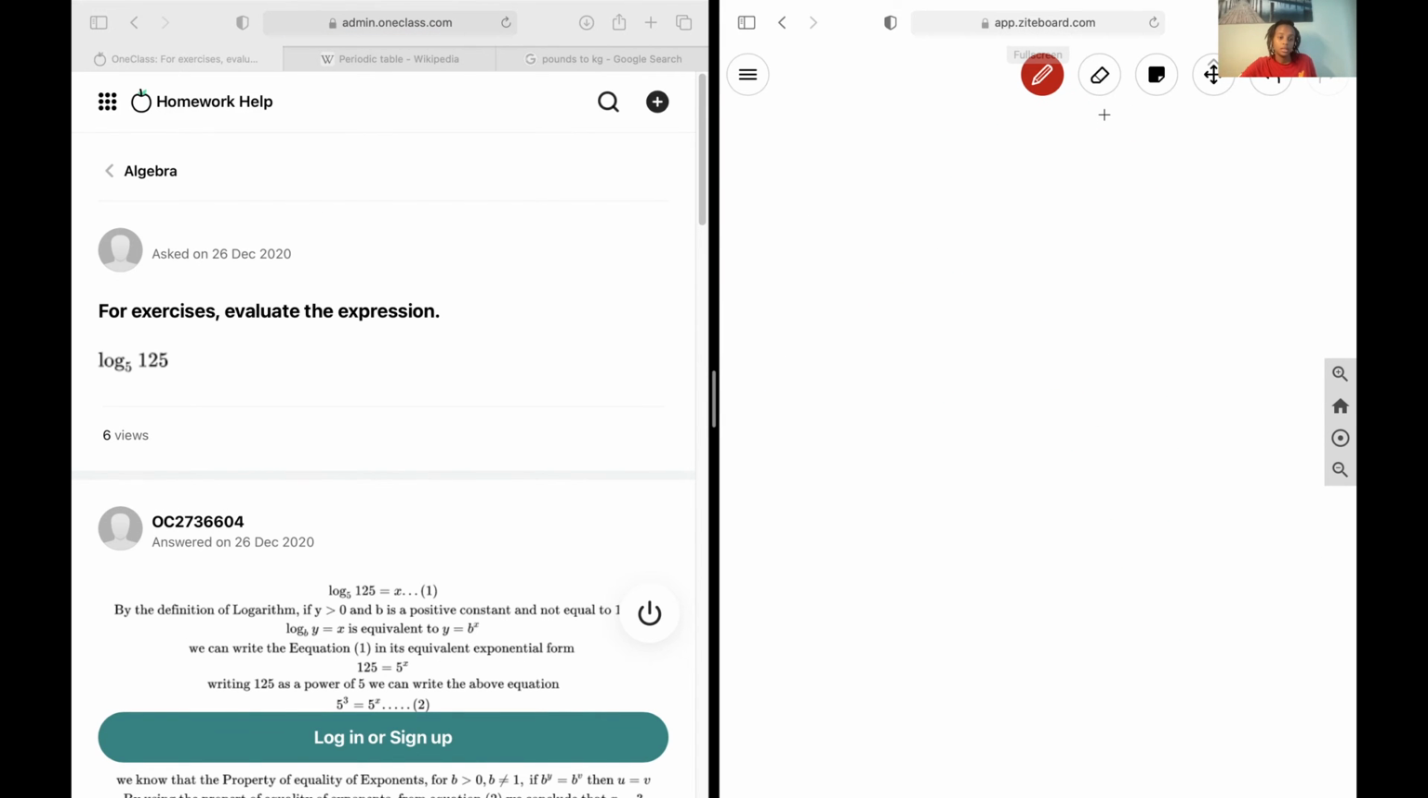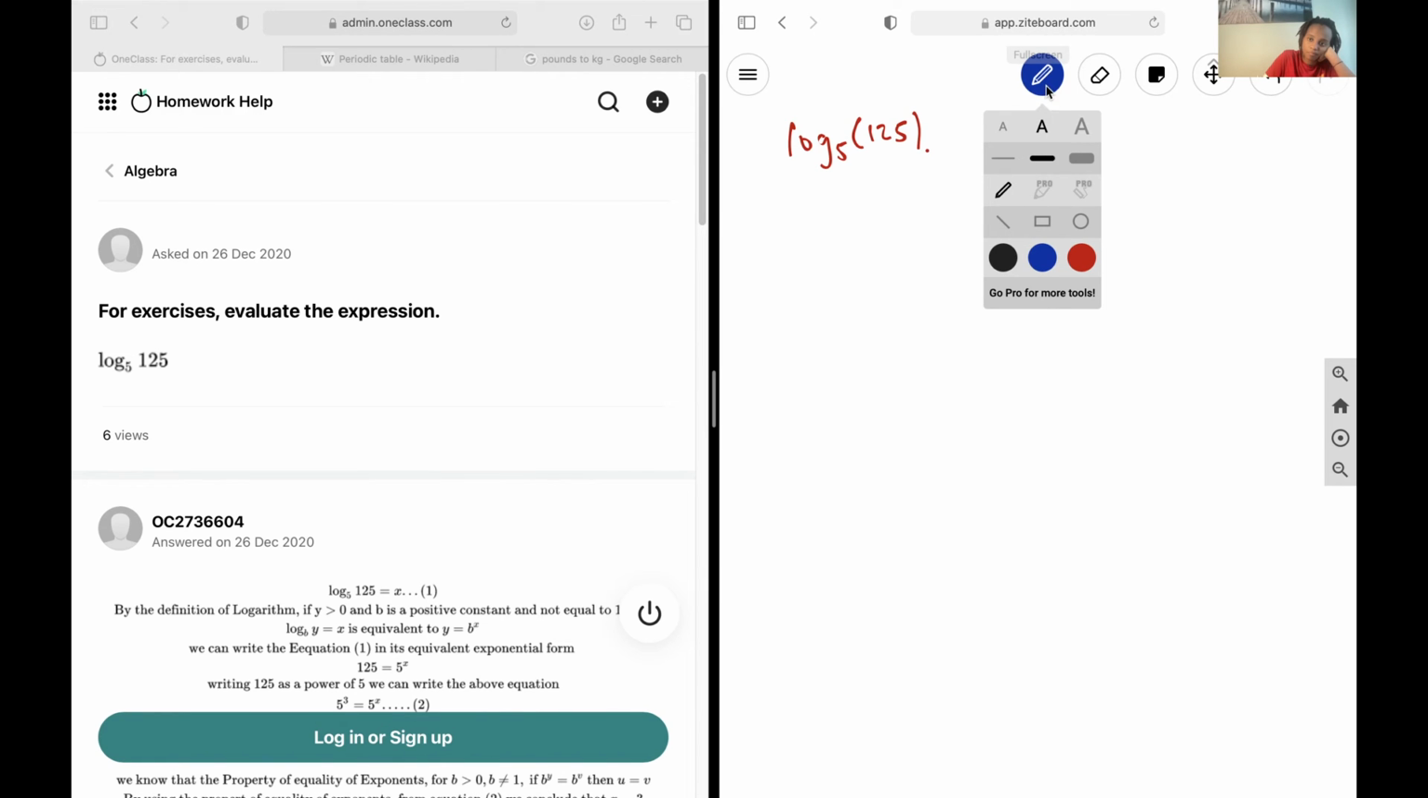Okay, next up we would like to evaluate this expression. And so we have log base 5 of 125. And so we need to remember the rule. We want to find a way to simplify this, right? And so basically what we're looking for is x in the equation log base 5 of x is equal to 125. If we rewrite this in exponential form, that means 5 to the power of x is equal to 125. This is easier for us to think about.